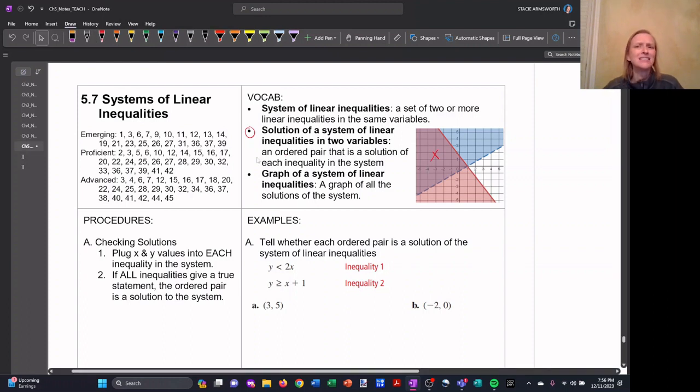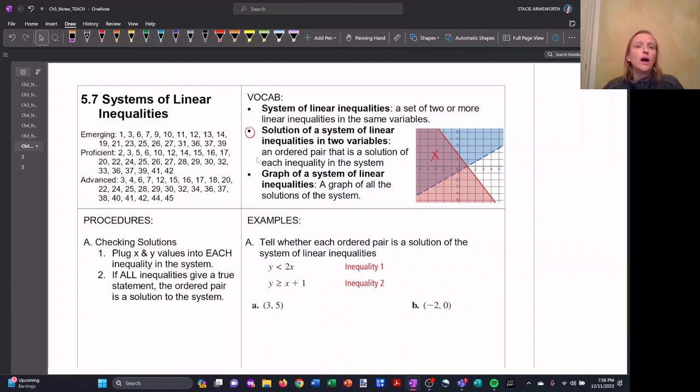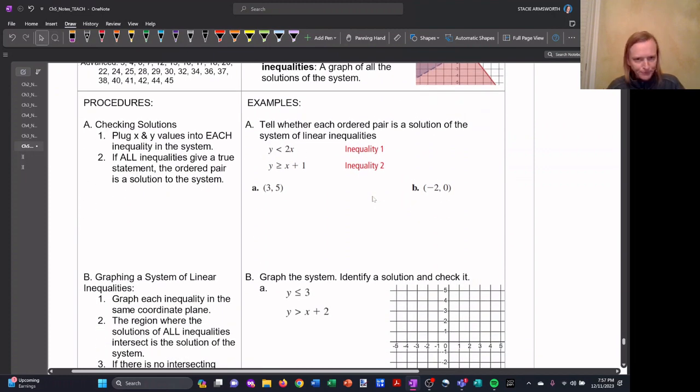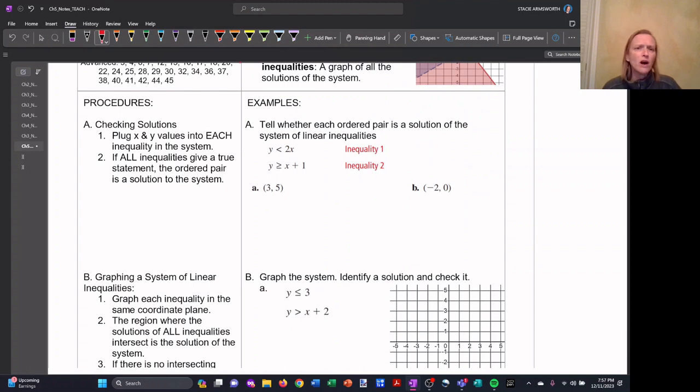So let's look at testing points to see if they are a solution to a system of linear inequalities. It's easy to see once we've got a graph where the solutions are, but what if we don't have a graph? How do we test a point? If we are given an x coordinate and a y coordinate for a given ordered pair, then I can plug those values into each inequality in the system and see if I get a true statement or not.